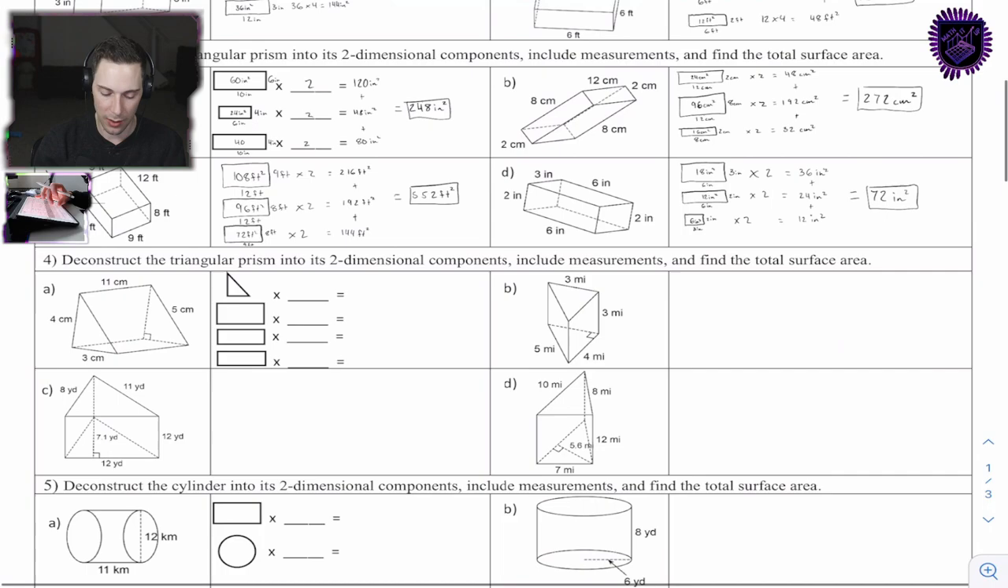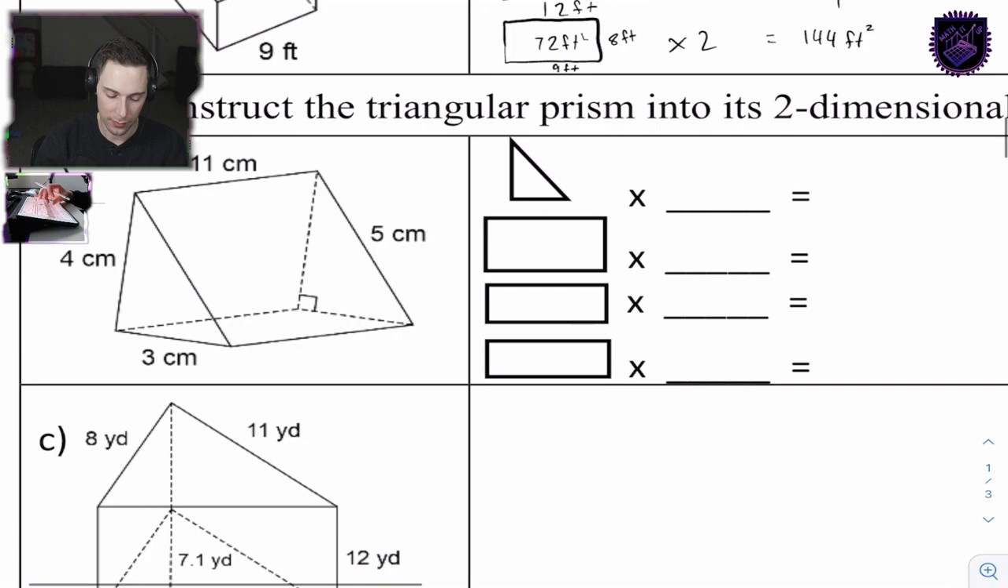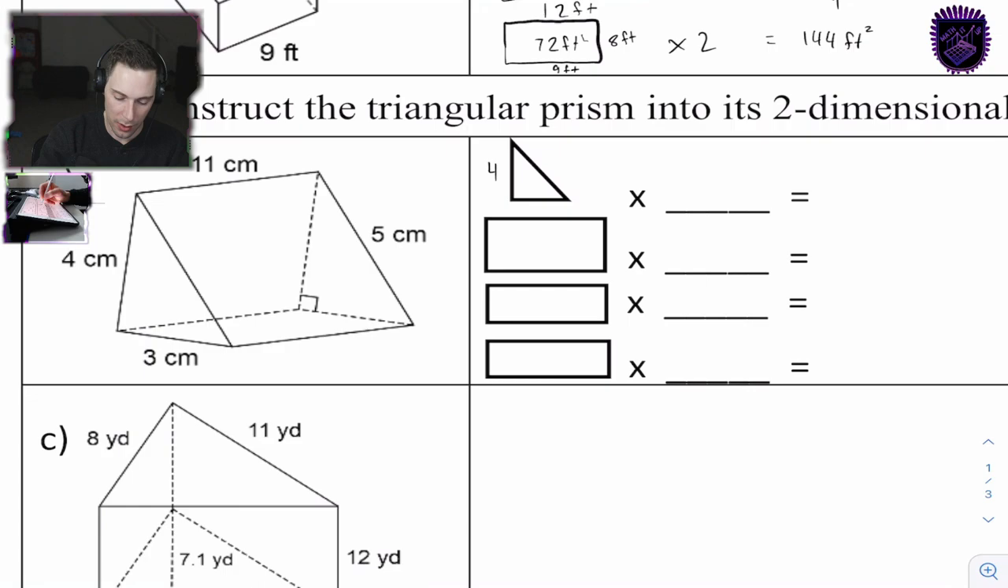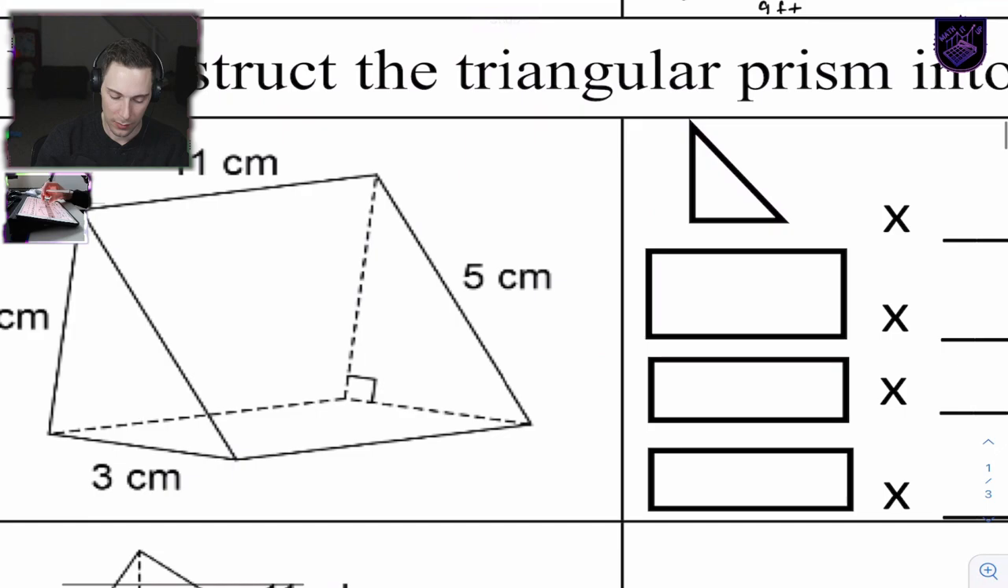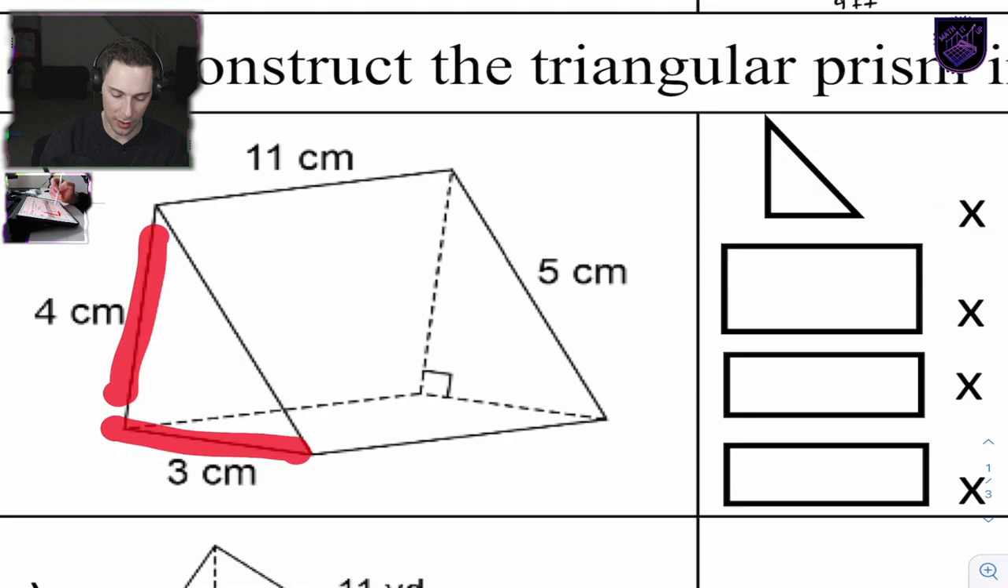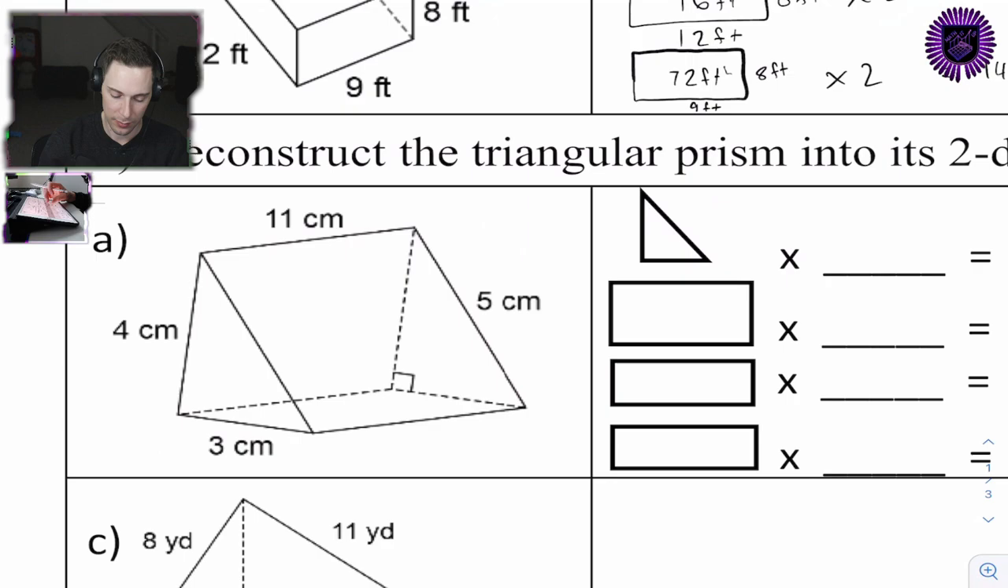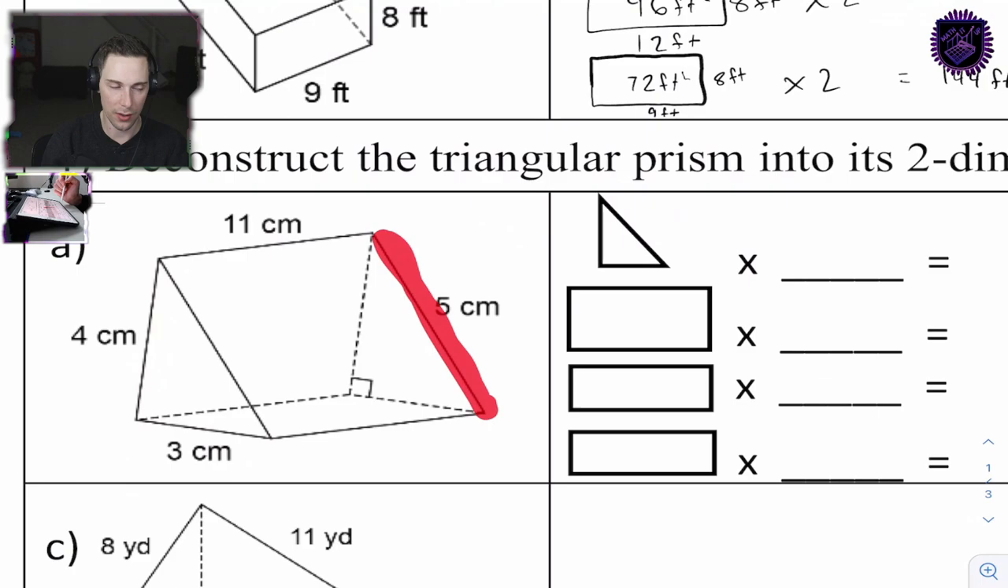All right, next one is deconstruct the triangular prism. So we have two triangles. If we look at this, 4 centimeters by 3 centimeters by 5 centimeters, 11 centimeters. To get the area of this triangle, we actually don't need this area here. We just need the height and the base.